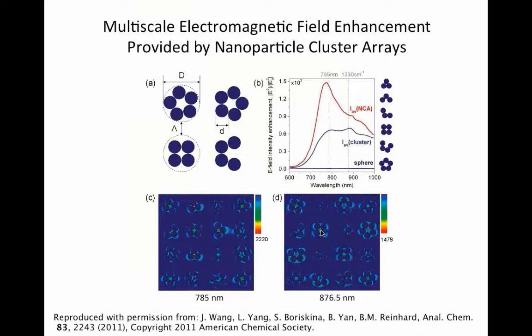On the side, I just want to emphasize that although clusters already provide a very strong electromagnetic field enhancement, this field enhancement can be further increased by assembling these nanoparticle clusters into arrays. So here you see the field enhancement spectrum from the clusters, and due to electromagnetic coupling between the individual clusters, in this red curve, a further field enhancement increase is obtained. And I think that's potentially interesting for many applications.